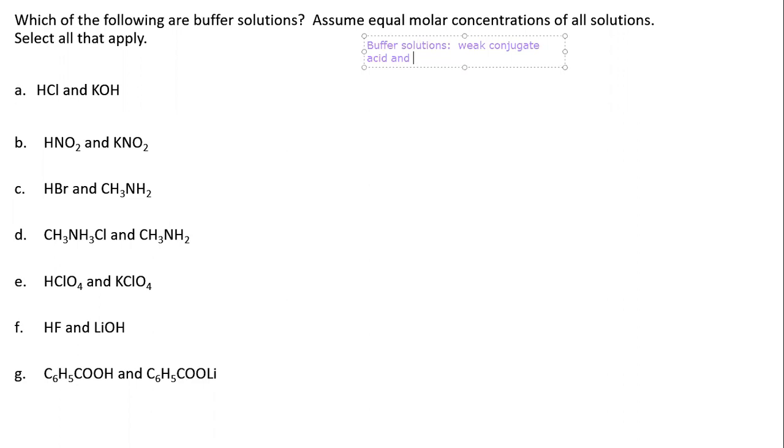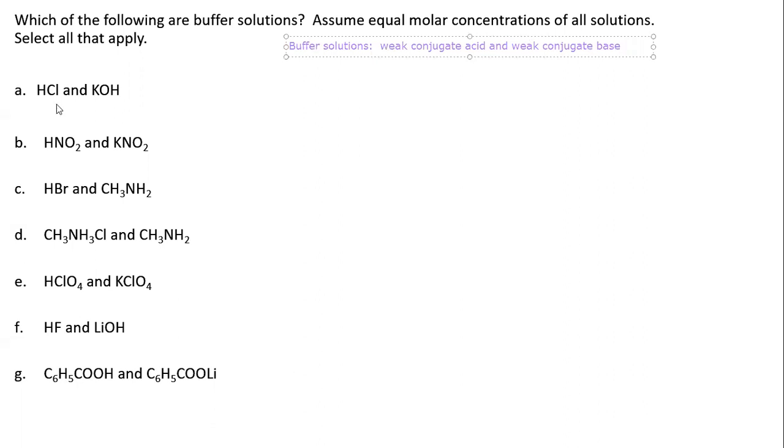and its conjugate base. These are the criteria for a buffer solution. You need to have a weak conjugate acid and a weak conjugate base. And so what we're looking for, since they're equal molar concentrations, are the combinations that include a weak conjugate acid and its weak conjugate base.